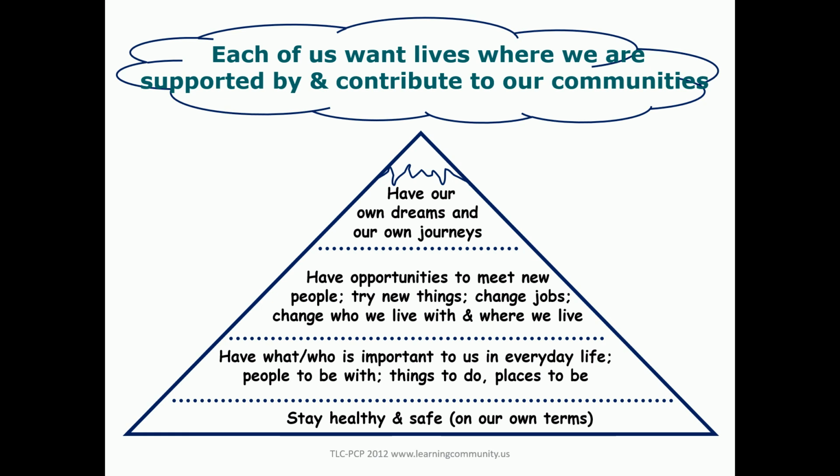Each of us wants to live where we're supported by and contribute to our communities. So here's a pyramid that shows us the way that we can get to having our own dreams and our own journeys. If at that base level we're not healthy or safe on our own terms, we can't move forward into what is important to us in everyday life, or people to be with, or things to do, or places to be. If we're really sick, it's going to be hard for us to engage in that everyday life. So we first need to focus on that base level of making sure that everyone is safe and healthy.